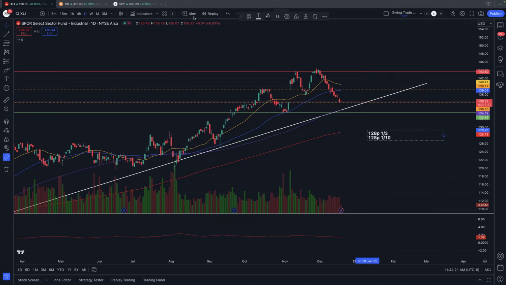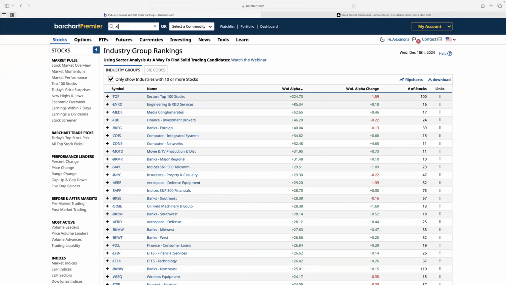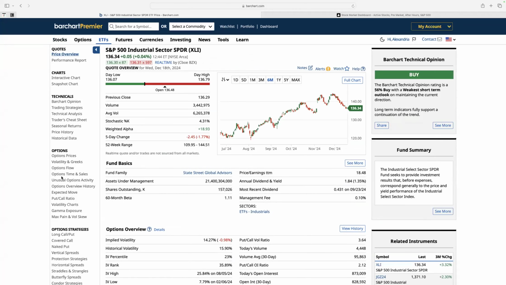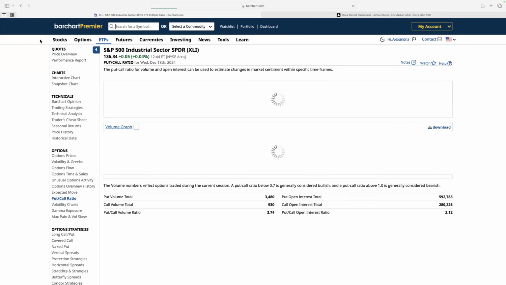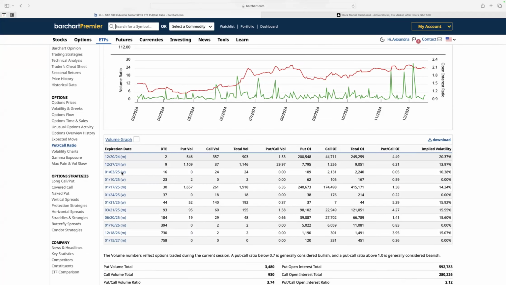Now, fun facts. I'm going to go to Barchart and pull that up and let's look at the 128. Let's just follow it through and see. When we're looking at the option chain for XLI, let's see what strike price happens to have the most volume across the board. And we'll look at the put call ratio. And we'll start with January 3rd.